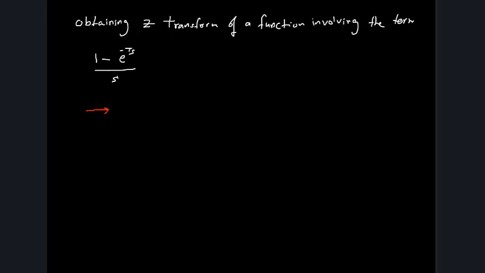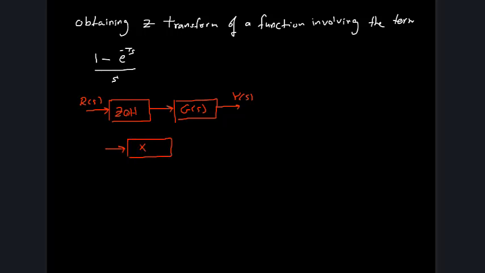this is the input, let's call it R of s, and here we have the zero order hold, the transfer function for the zero order hold. And here let's assume we have a plant, which is G of s, and the output, let's assume it is denoted as Y of s. So this can be simplified as one block, and let's assume this block is called X of s, which relates the input R to the output Y.